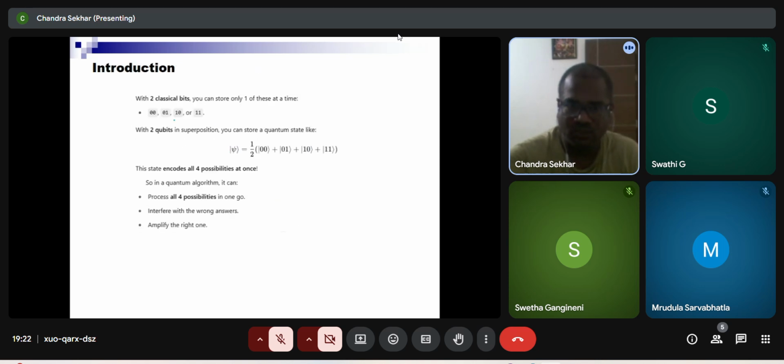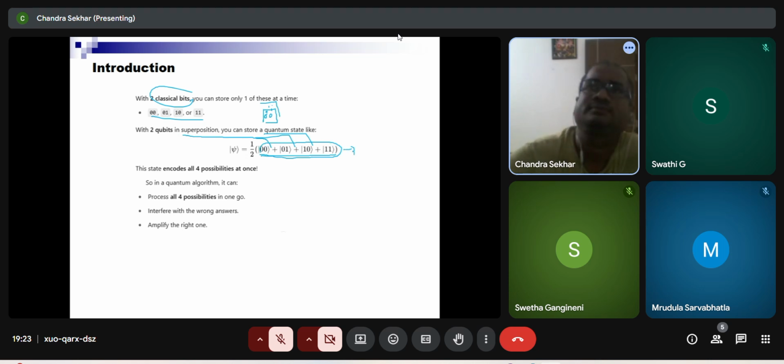Now, suppose you go with 2 bits. If you are using 2 classical bits, these are all the combinations. Any single variable may contain 0 0, 0 1, 1 0, or 1 1, only one combination. But here you are creating a quantum state, 2 qubits in superposition. Superposition means, let's say, just adding, and you are creating a quantum state with all 4 possible states together. So with one operation, you can try all 4, whereas classically you have to create 4 such variables to store those 4 values.